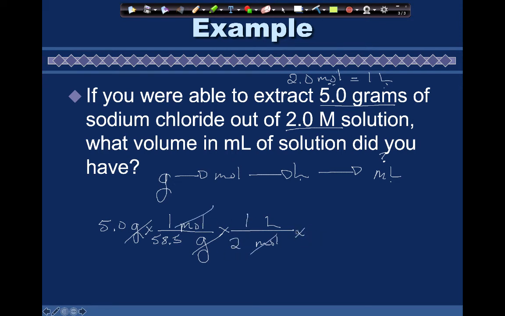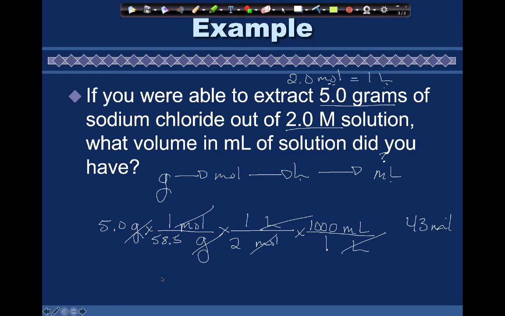That gets canceled. So now I'm going to go to milliliters. So milliliters on top, liters needs to be on the bottom. Well, 1,000 milliliters is equal to 1 liter. So now do your math, multiply all the top numbers, multiply all the bottom numbers, and then divide. You're going to get about 43 milliliters.